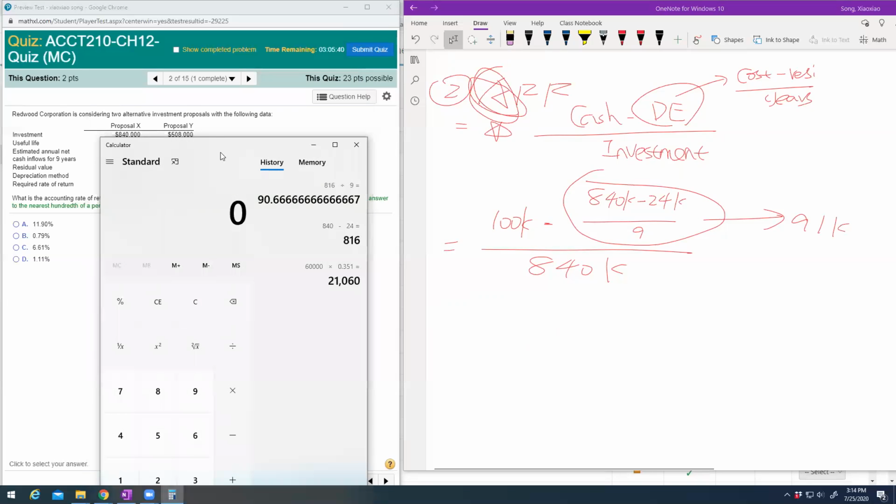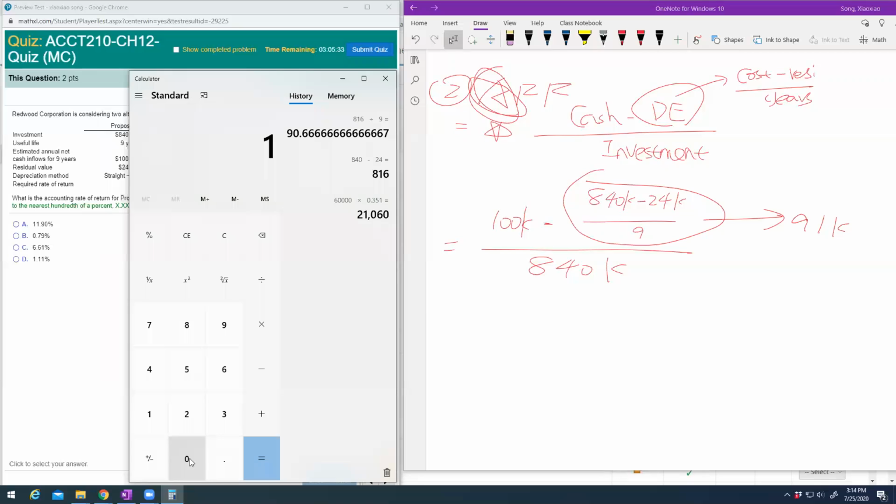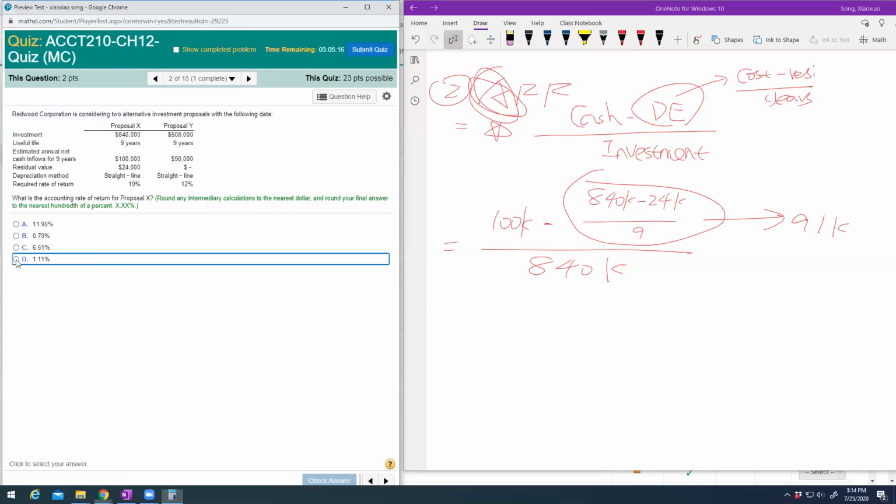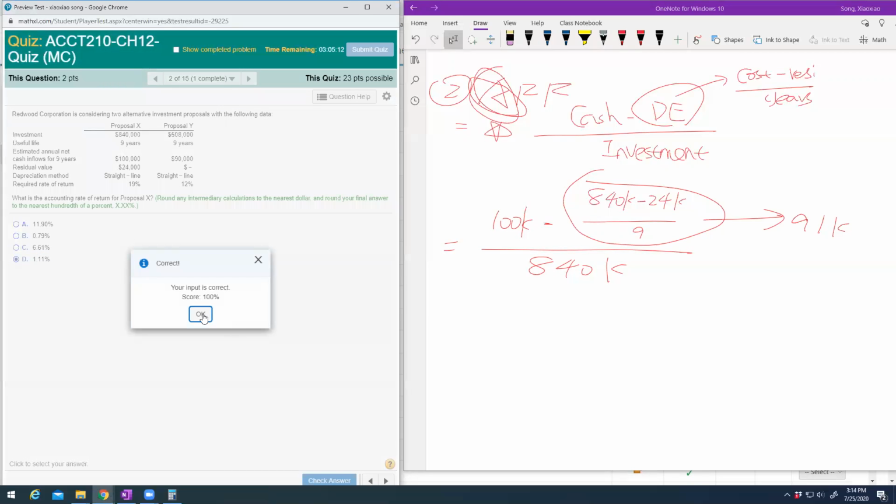And then your operating income will be 100 minus 91. Your income is actually just 9,000, and then we divide it by 840. We get 0.11. Is 11% so low? 0.11. Yeah, I doubted myself, but I'm so smart.